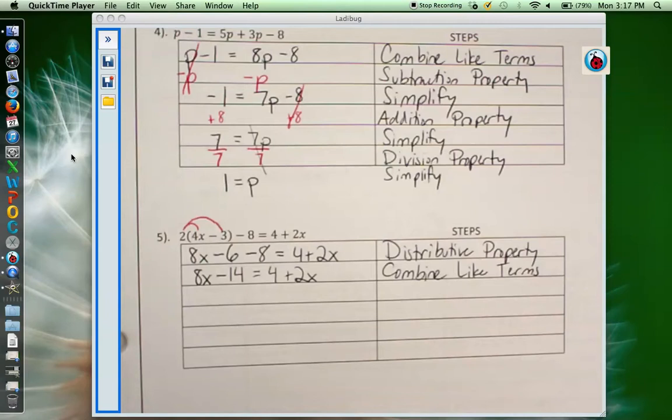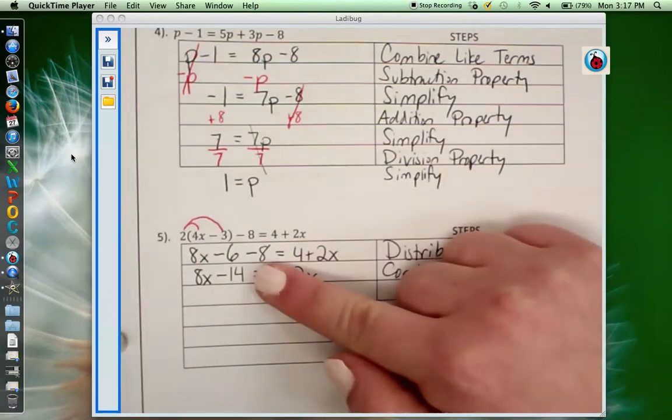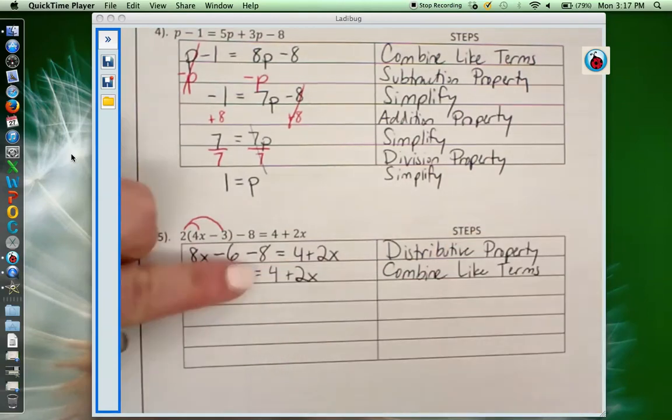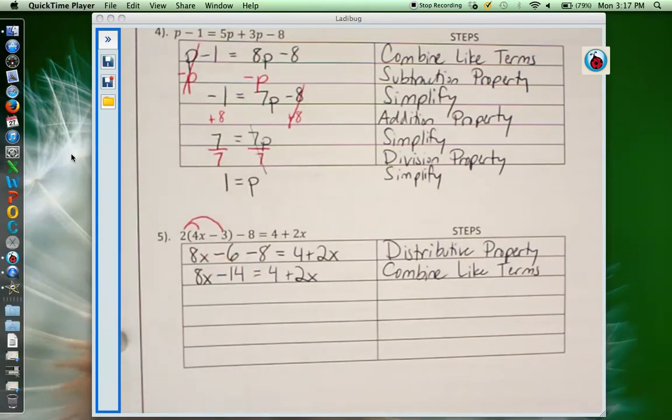All right, let's take a look at the left side of the equal sign now. Now I have 8x minus 14. There's no parentheses to simplify. There's no like terms. That's as simplified as I'm going to get on that side. And the right side is still simplified already, 4 plus 2x. So now there's no simplifying that I could do on each side.